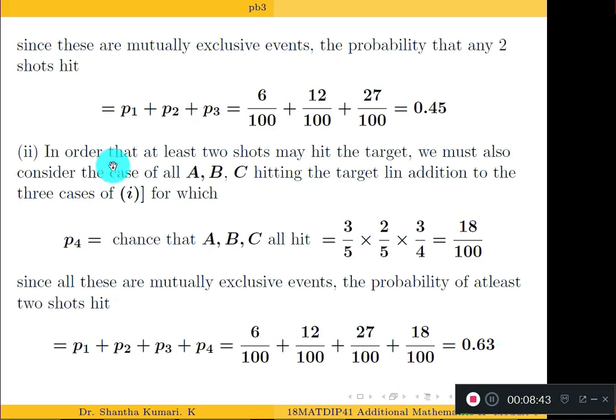So just try to understand the meaning of at least 2. At least 1 means only A union B union C. But at least 2 means we have to consider at least 2 possibilities. That means 2 or more than 2. For 2 you have the answer. More than 2 means all the 3. Then add the probabilities. Okay.